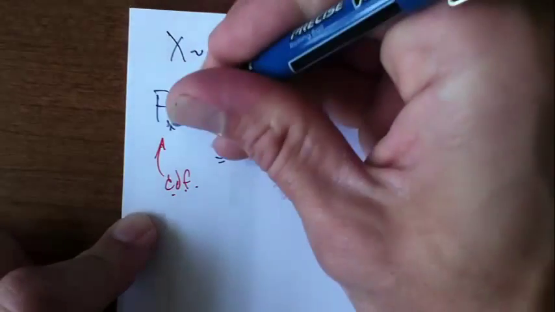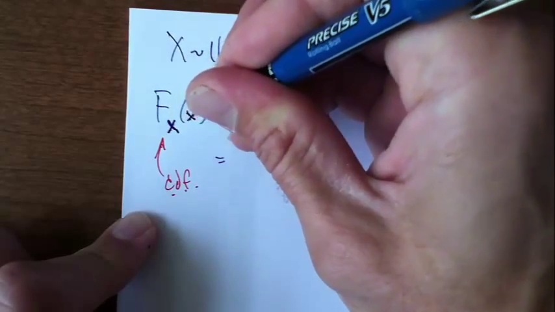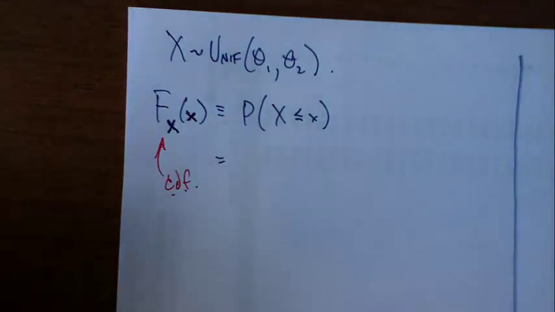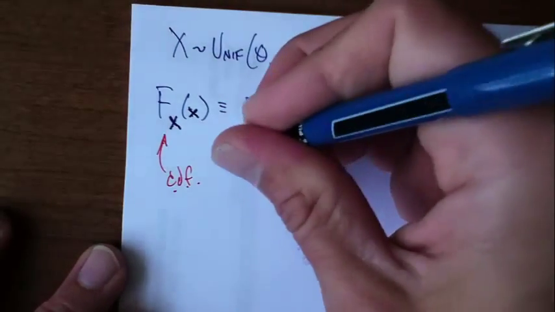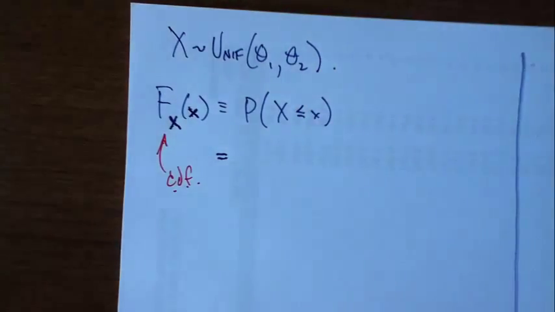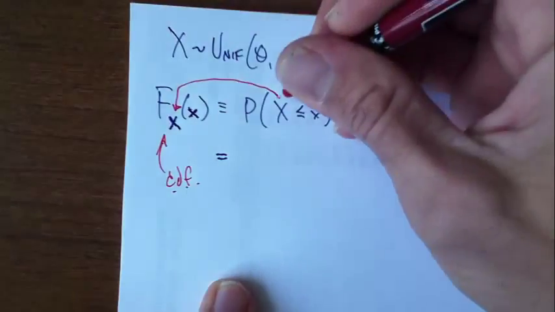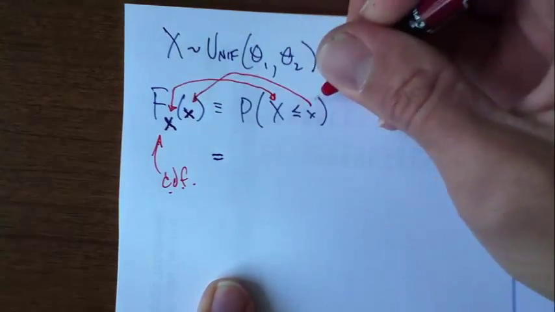So really this is a big X sitting in the subscript. This is a little x representing our sort of dummy variable that we could fill a value in for. Okay? So this x here, just to remind you, is that x, and this x here is that x. Okay?